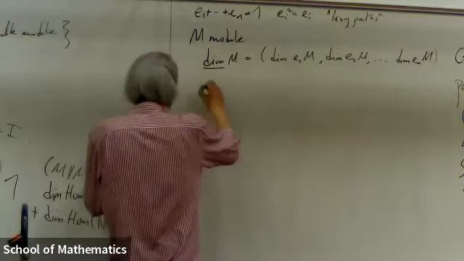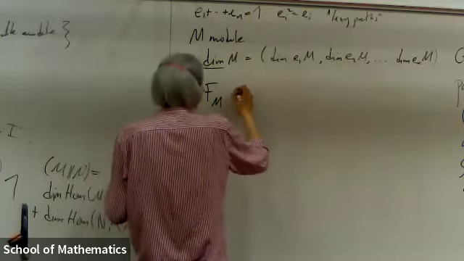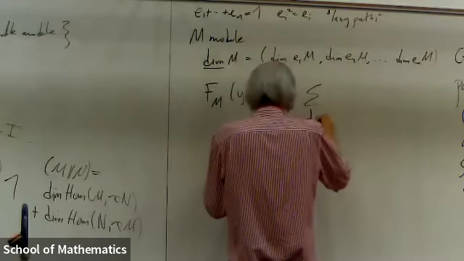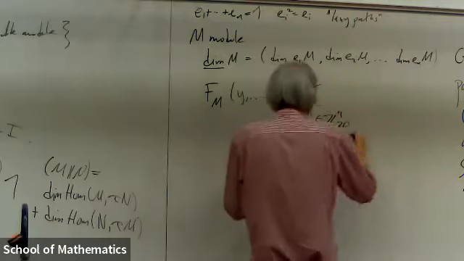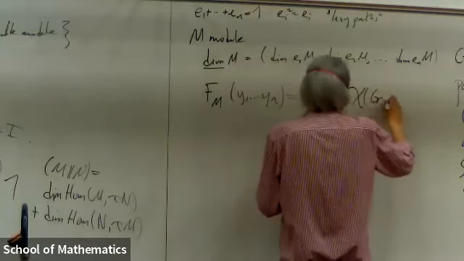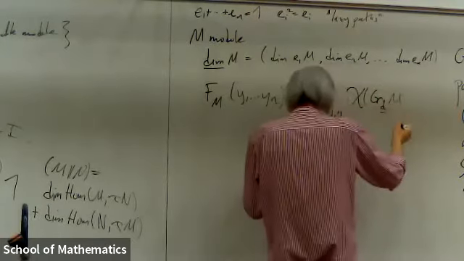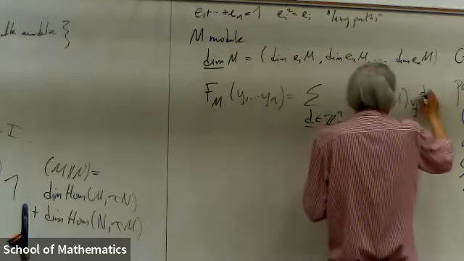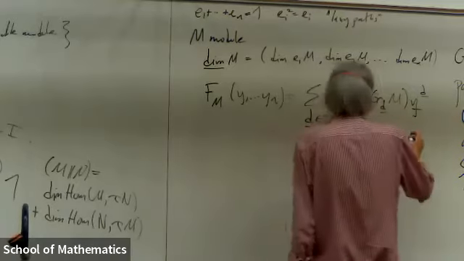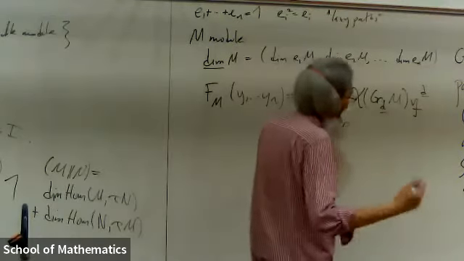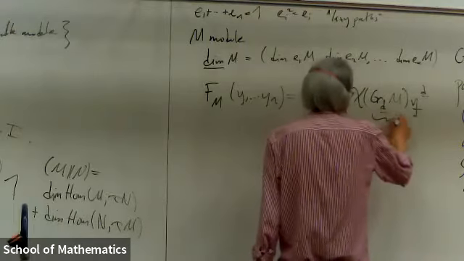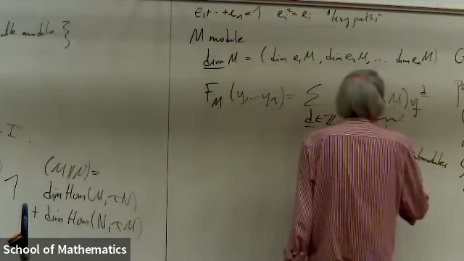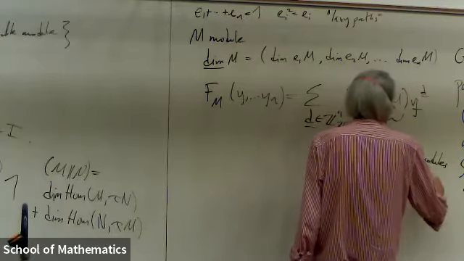And there's a notion of F-polynomial, F_M. This is a polynomial in n formal variables, y_1 to y_n, defined to be the sum over all dimension vectors d of the Euler characteristic of the quiver Grassmannian of d-dimensional subrepresentations of M, times y to the d. Here y to the d means y_1 to the d_1, y_2 to the d_2, up to y_n to the d_n. And this is the space of submodules of M of dimension d.